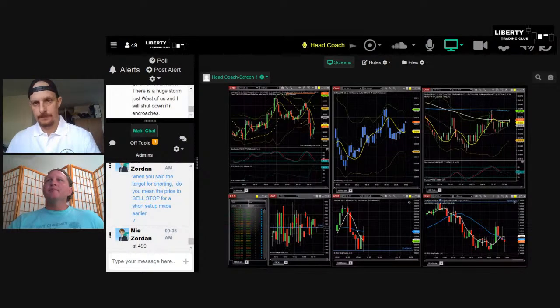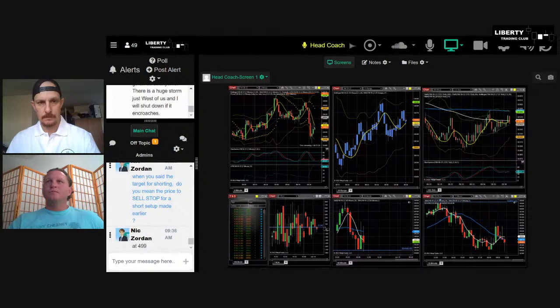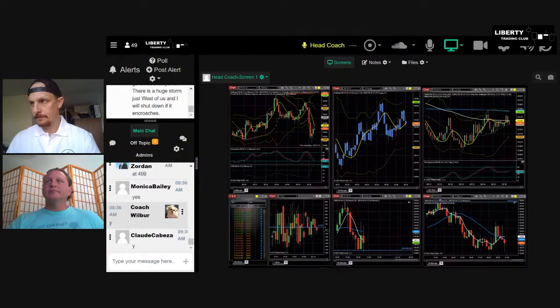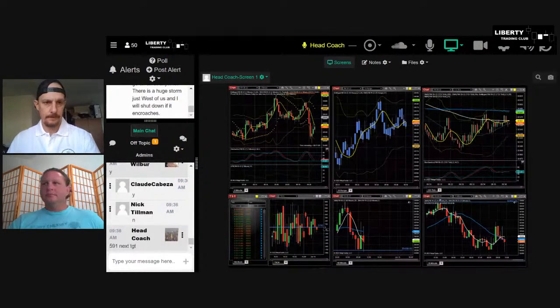Target means if you were short, where do you want to make your money? What's support mean? Support means buyers are going to come in at 499. And right now we've got a light long on. Anybody long right now? Your next target is up here. Your next target would be 591. Raise your stop.